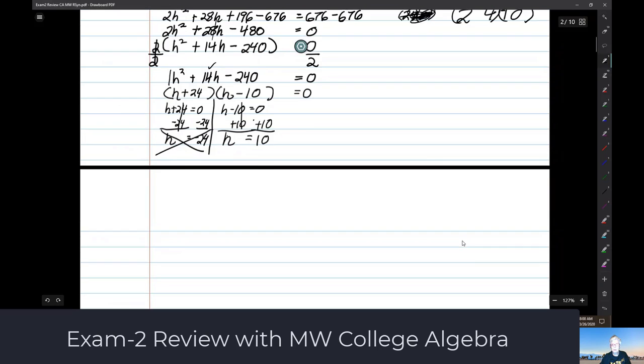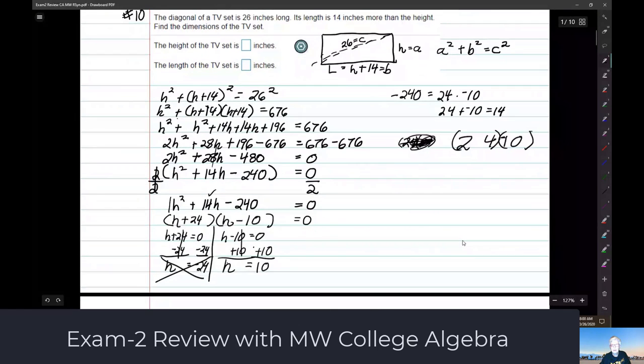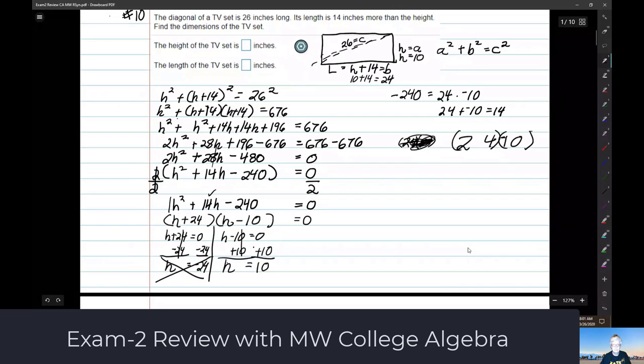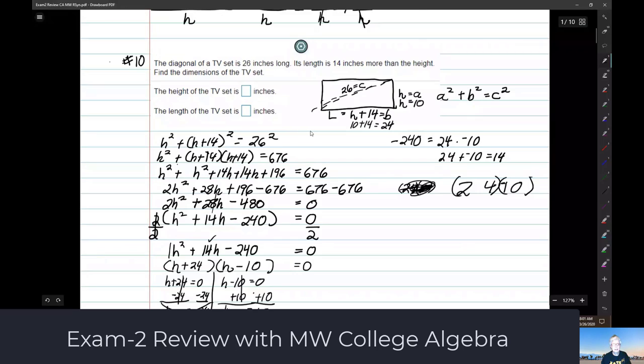So I am going to surmise that h equals 10. So it's 10 inches high. And since the length is h plus 14, that will be 10 plus 14, which is 24. Kind of an odd-shaped little television. 10 inches by 2 feet? I don't know. Could work. Okay, there you go. There's number 10, your number 10.